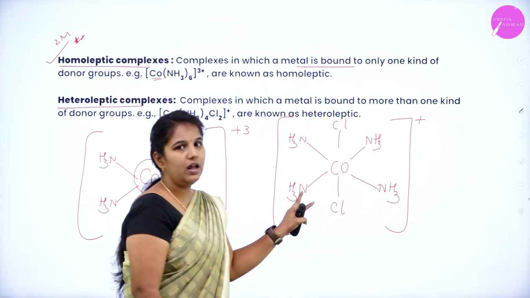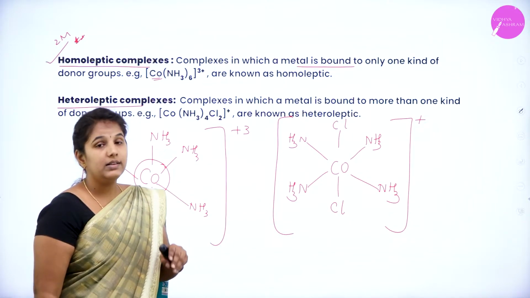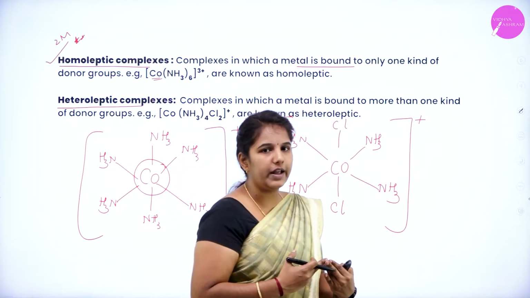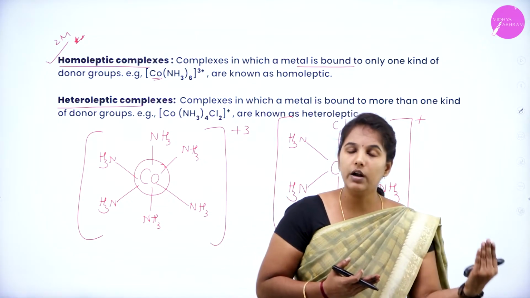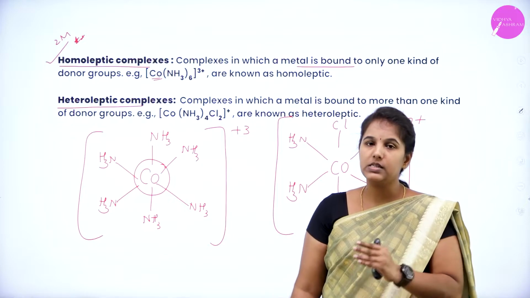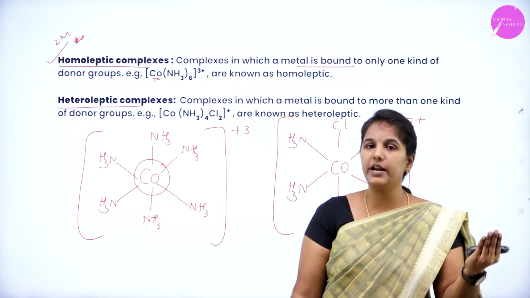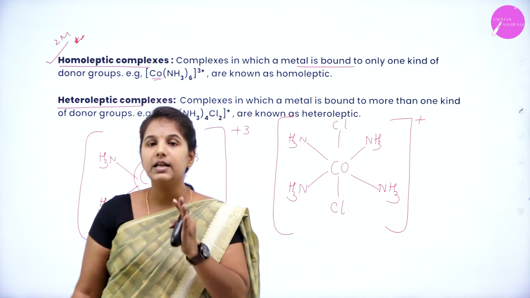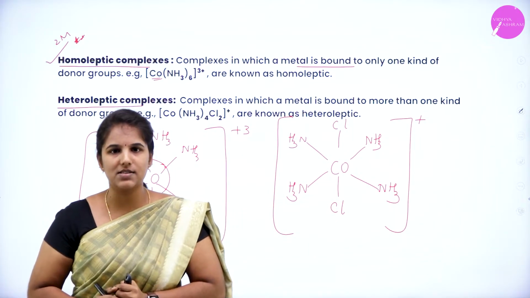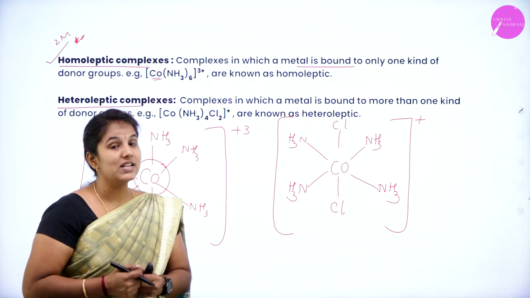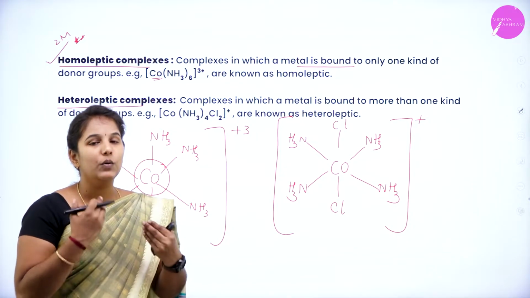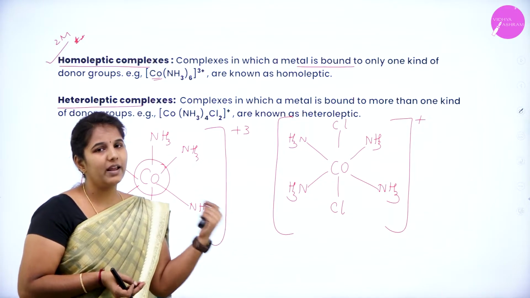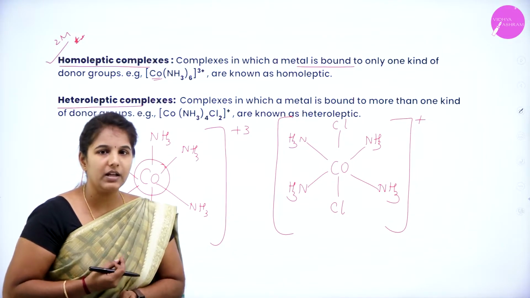You can see here the central metal atom is coordinated by 2 types of ligand. One is ammonia and one is chlorine. This is how, if the central metal atom is bonded by the same kind of ligand, we say it is what? Homoleptic complexes. If the central metal atom is bonded by more than one different kind of ligand, we say it is heteroleptic complexes. Okay. So, more about this, we are also going to understand while doing the nomenclature. You will see different kinds of homoleptic as well as heteroleptic complexes.